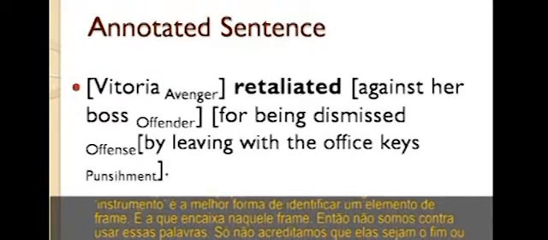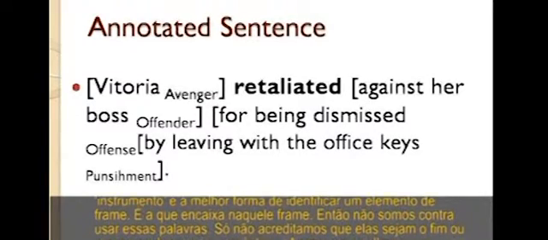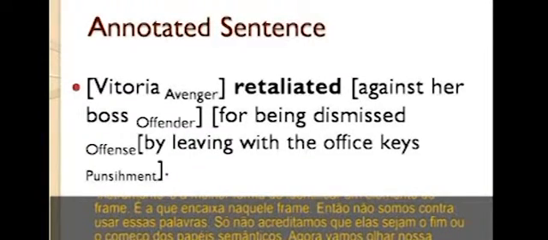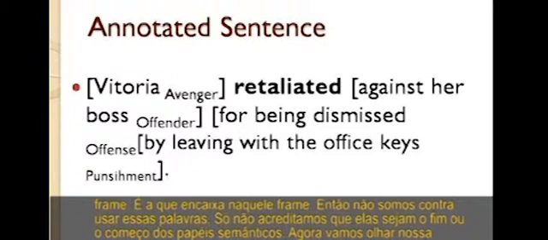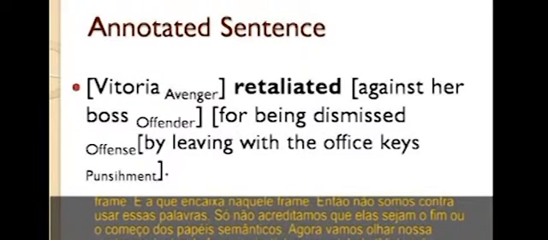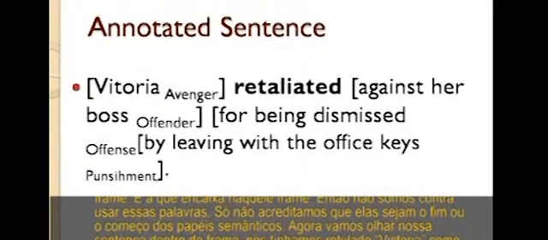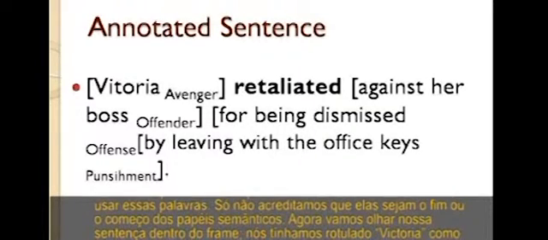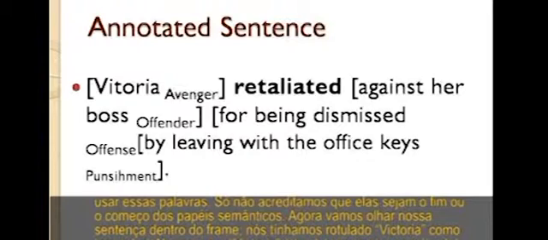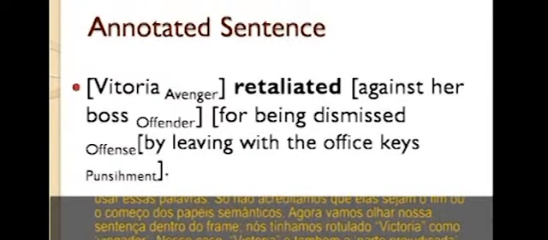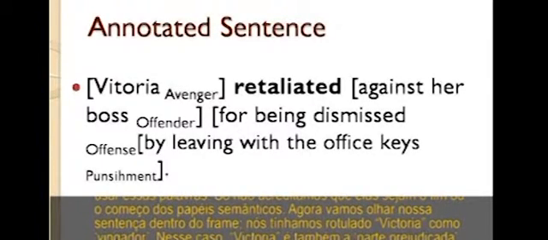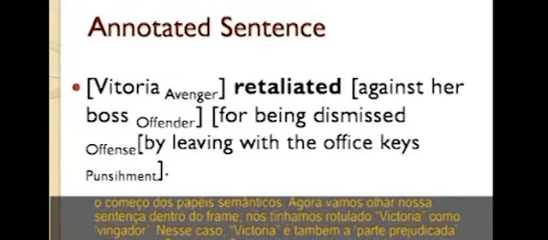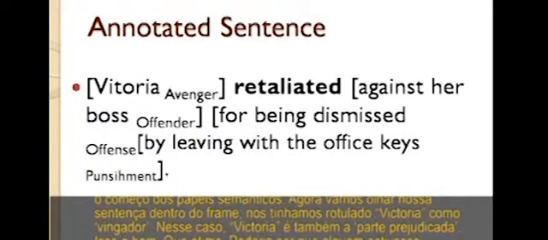And we have labeled Vittoria as the avenger. In this case, Vittoria is also the injured party. It could be that somebody is avenging something for someone else who was injured, and then we would need to identify that, but that's not the case in this sentence.